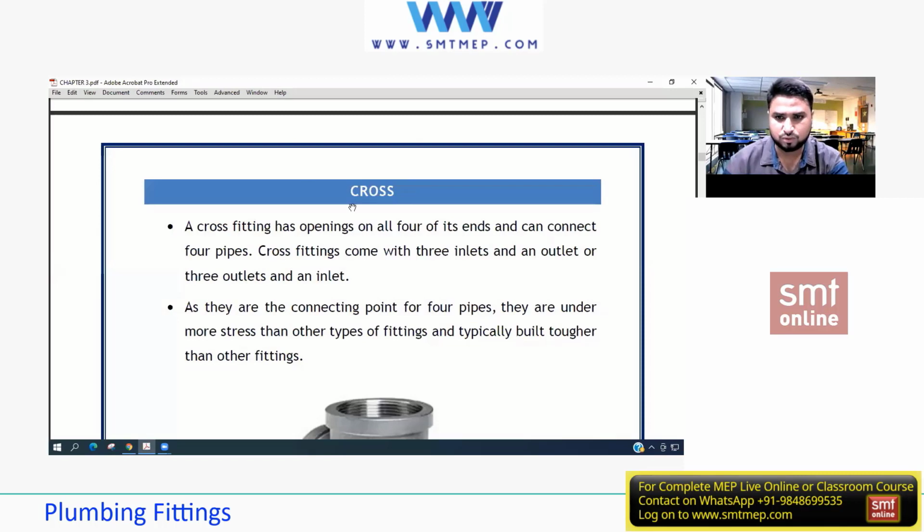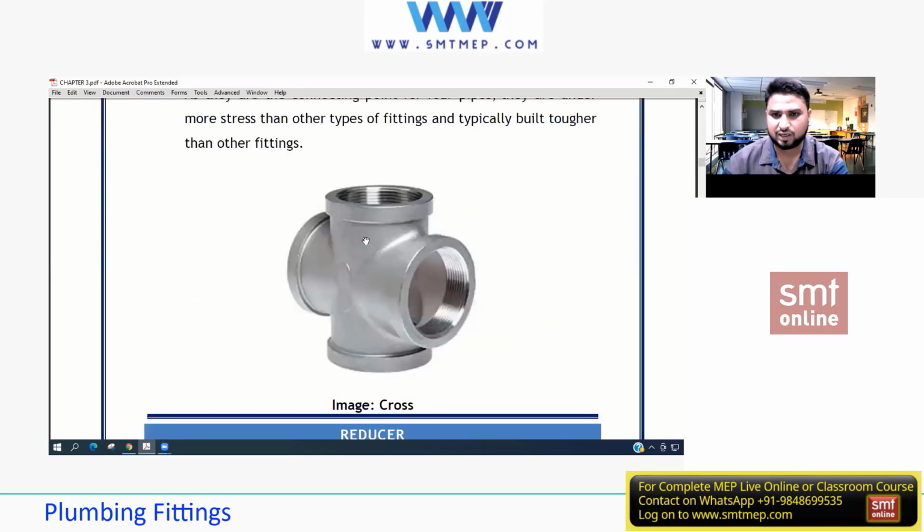Now we're about to start with this fitting, which is nothing but a cross. You can see the shape, it looks like a plus mark or a cross. That's why it's called this. And moreover, it can be connected to 4 pipes. You can see this might be inlet and these 3 might be outlets, or this might be inlet and these 3 outlets. Or 3 inlets and 1 outlet, vice versa.